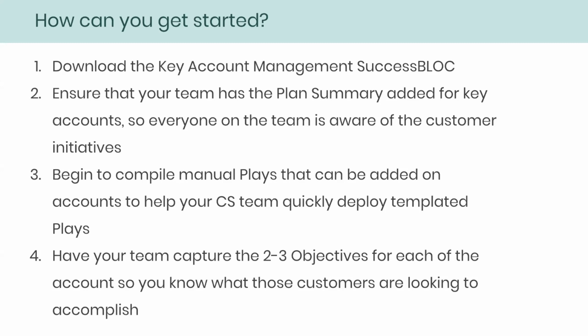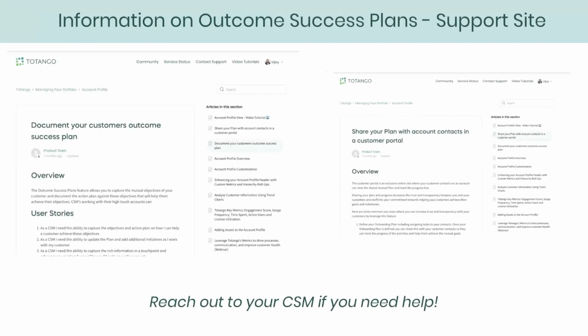And you can start by having your team capture objectives for each of these accounts. And as you can see, it was really intuitive. On every account, all the work that's happening on the account was in a single location, and you didn't have to do anything different to get to it. All right, so more information is available, of course, on the support website. You simply search for outcome success plans, and you have detailed instructions on how you can get them.